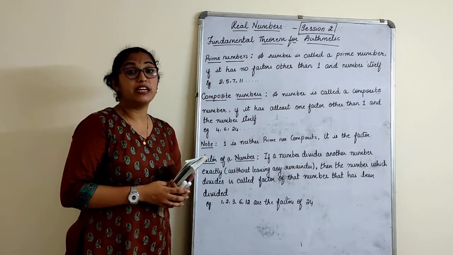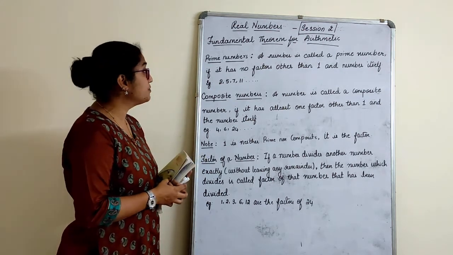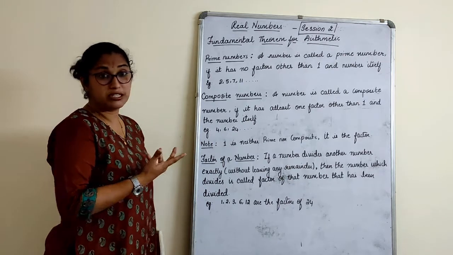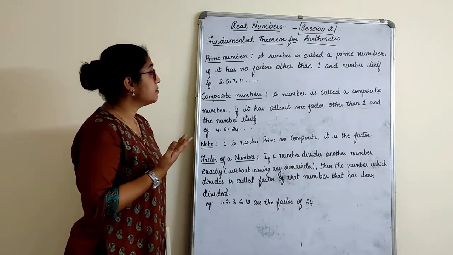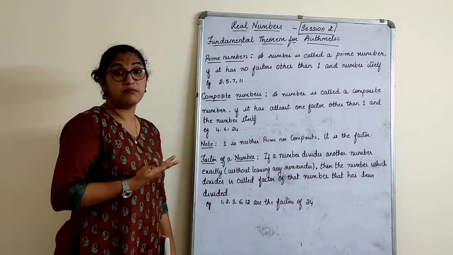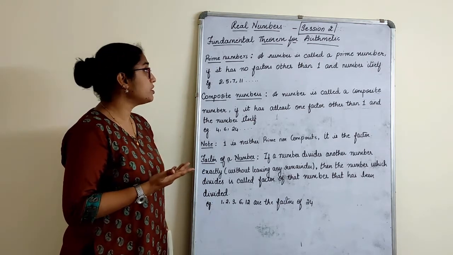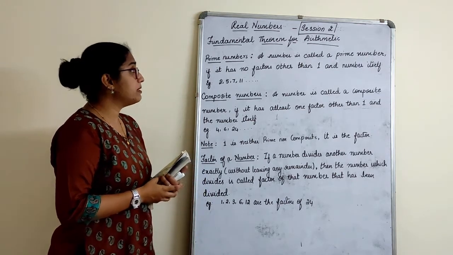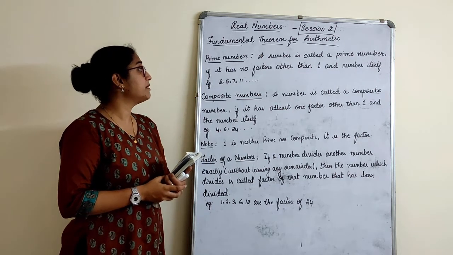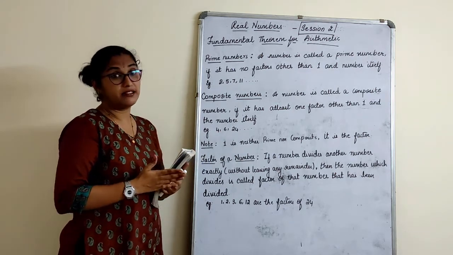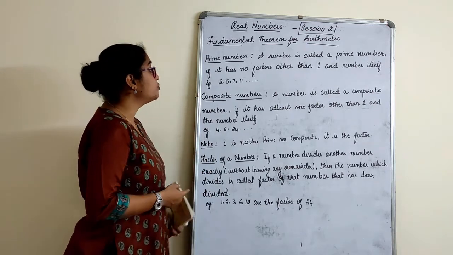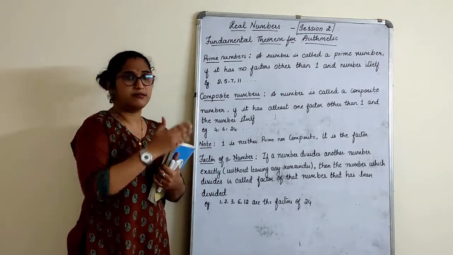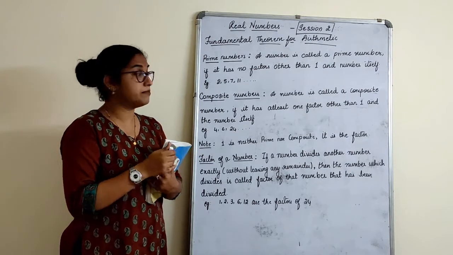To understand the fundamental theorem of arithmetic, we first need to understand a few basic concepts which you have already studied, and it's a known thing: prime numbers, composite numbers and factors. So let's see the definition. Prime numbers: a number is called a prime number if it has no factors other than 1 and the number itself. So 2, 5, 7, 11 are some prime numbers.